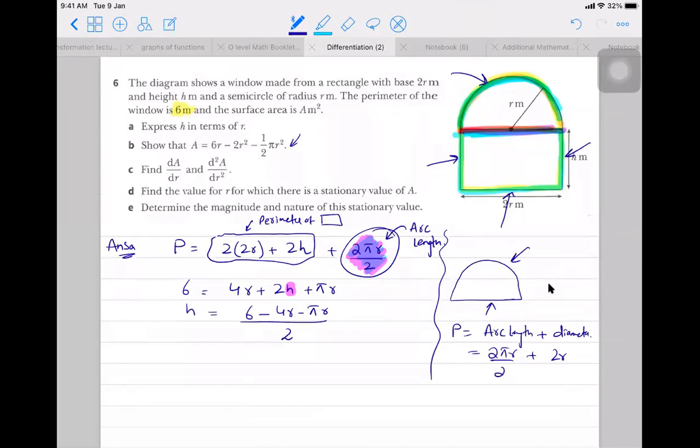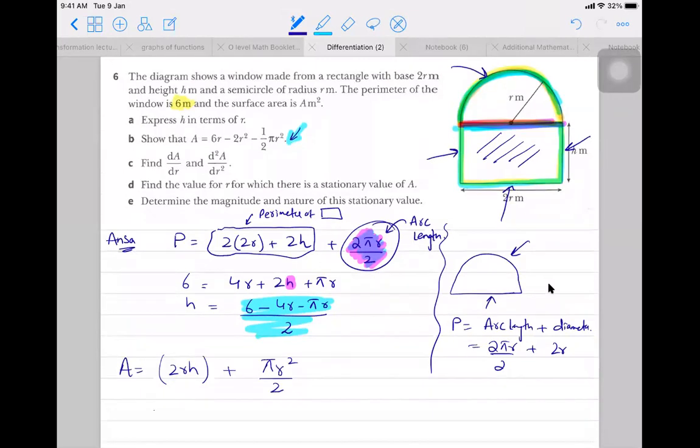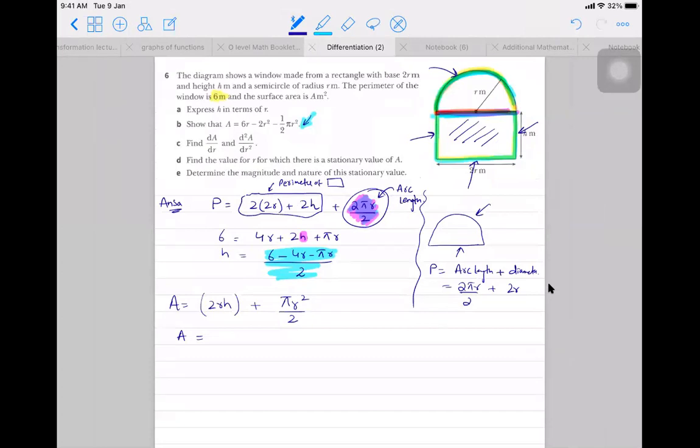So now I'm going to use this expression of h and plug it in to find the area. The area for this figure is going to be the area of the rectangle, that is 2r multiplied by h, plus the area of the semicircle, that is pi r square upon 2. Is it okay? Is it clear?